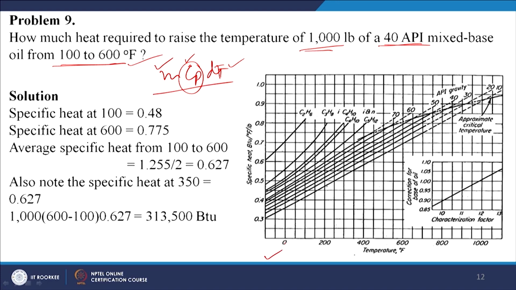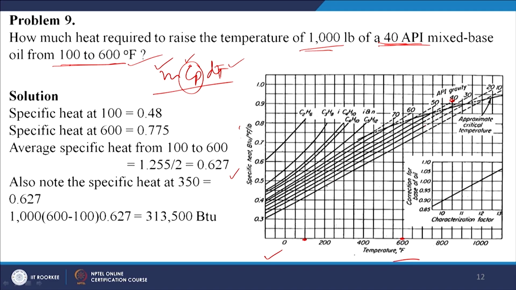Some graphs are available as shown here. The specific heat in BTU per degree Fahrenheit per pound, and here temperature in Fahrenheit. So, if we see in this case we have two temperatures, 100 and another is 600 Fahrenheit, and our oil is 40 API. In this graph we see different API are shown. So, 10, 20, 30, 40, 50, 60, 70 like this. So, our case is 40. So, we will consider this 40 case, and we have temperature one is 100. So, this is our 100 and we have another 600.